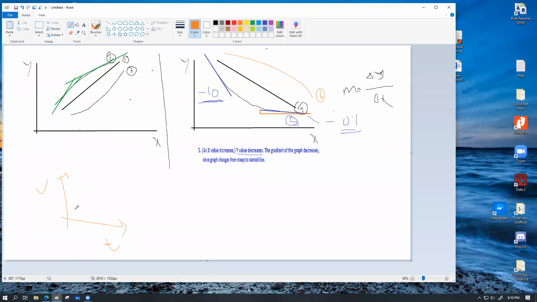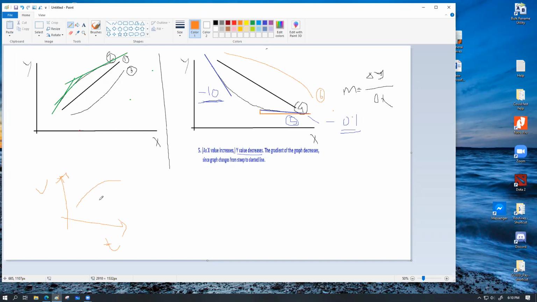What if we had this shape in our VT graph? Then how would you describe this graph? Or how do you describe the graph for a shape like this? What is the physical description for this one? Acceleration decreasing. Exactly. The object is accelerating, but the value of the acceleration is decreasing.